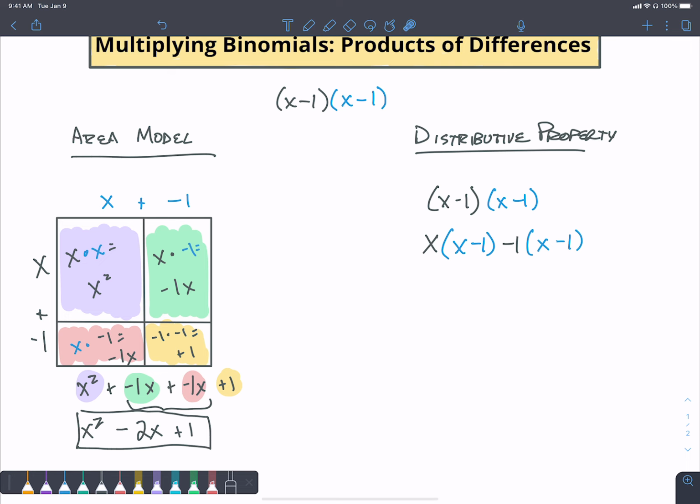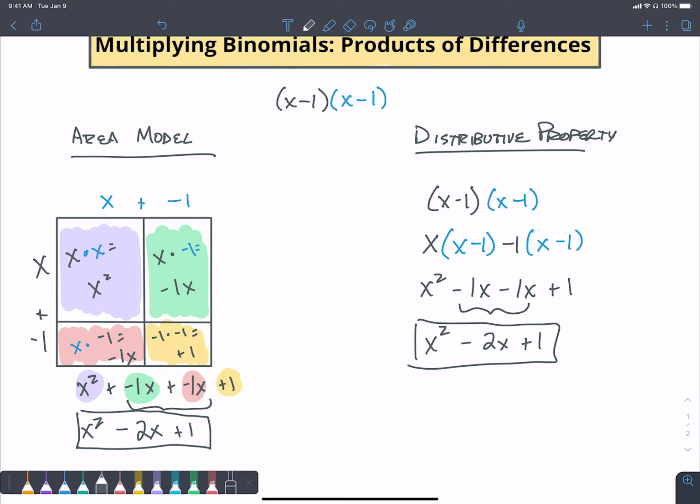So I've got x times x, there's my x squared. X times a negative 1 gives me a negative 1x. Negative 1 times x gives me a negative 1x. And a negative 1 times a negative 1 will give me a positive 1. And just like with the area model, we combine our like terms, and we get x squared minus 2x plus 1, and there is our product of these two binomials.